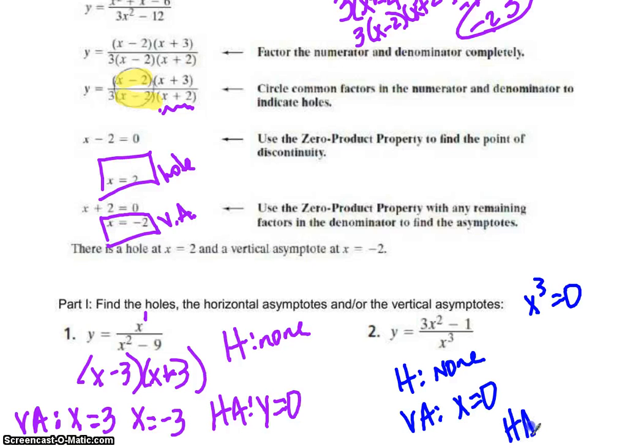Horizontal asymptote: you compare your degrees. The degree is larger in the bottom, and so that means it's at y is equal to 0.